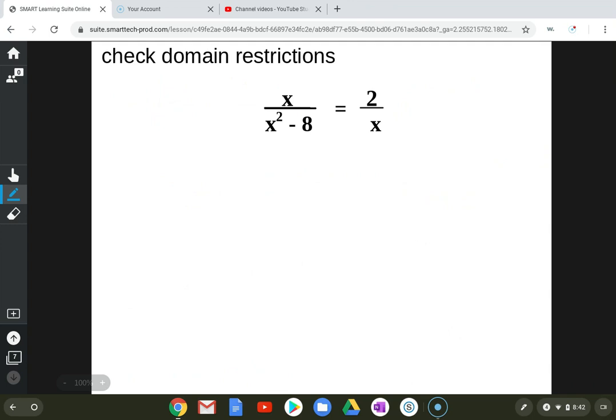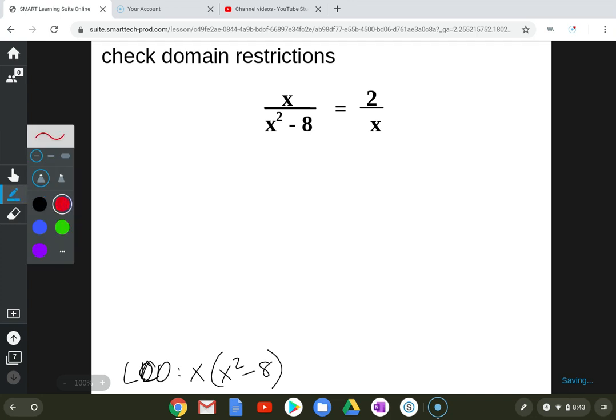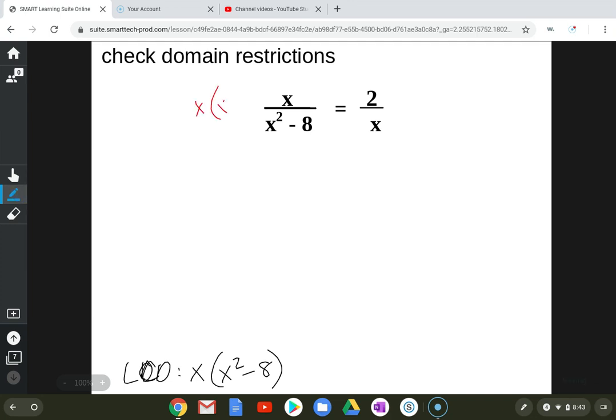All right, our last problem here. So we have an x squared minus 8. X squared minus 8, it doesn't factor nicely. You can do a difference of squares with the square root of 8, but let's just keep it x squared minus 8. Okay, LCD, we have x times x squared minus 8. So if I multiply my first term times x squared minus 8, and I multiply my other term by x times x squared minus 8.